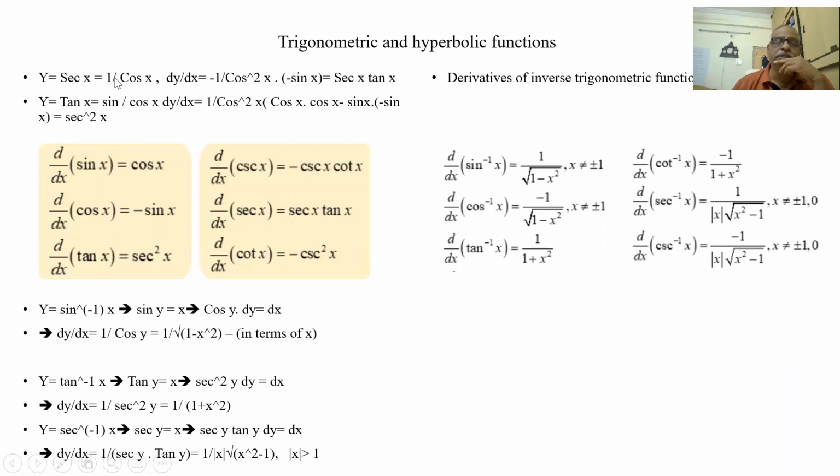So here, what is this? This is cos x to the power of minus 1. So minus 1 into cos x to the power of minus 2 into minus sin x. So this is minus 1 by cos square x into minus sin x.